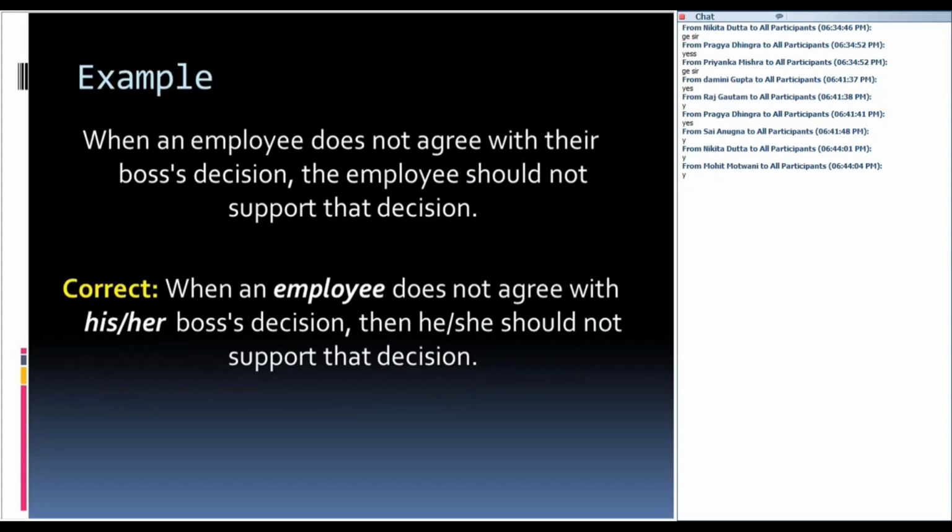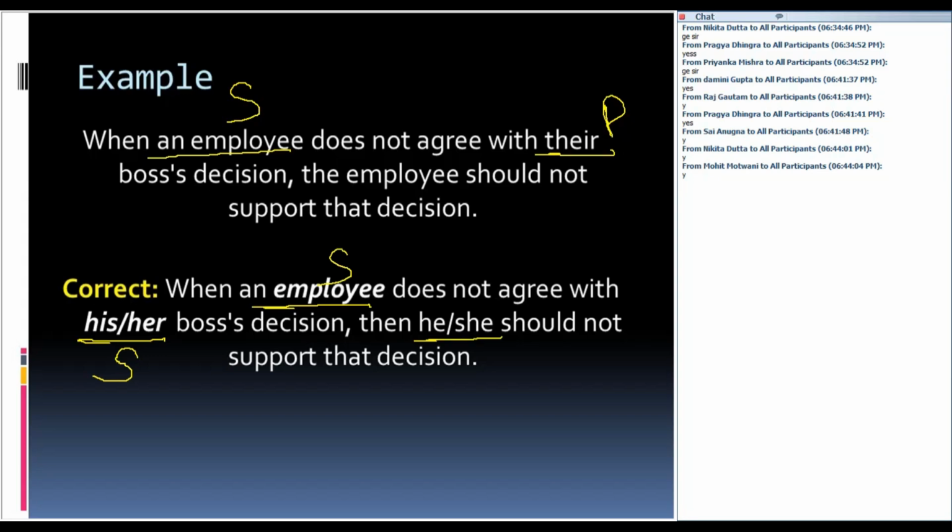Right. Now you can see that we make lots of mistakes as far as pronoun agreement is concerned. For example, many people say, "When an employee does not agree with their boss's decision, the employee should not support that decision." The problem is an employee is singular. So how am I using a plural pronoun here? There, it's wrong. So the correct form is, "When an employee, singular, does not agree with his or her boss's decision, this is also singular, then he or she should not support that decision."